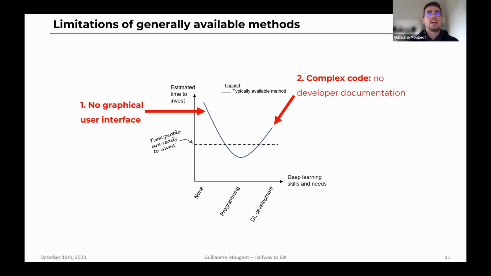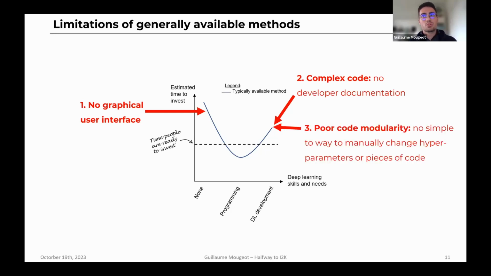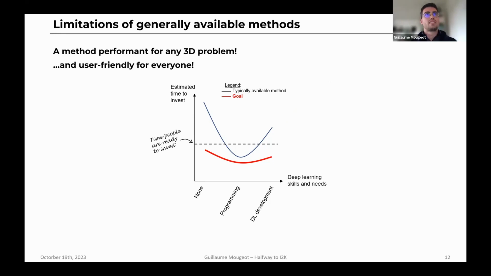And on the other end, you have developers that are facing complex code, no documentation, and poor code modularity. Code modularity is of key importance in this world, because you want to plug in or out new pieces of code. In deep learning, it's moving very, very fast, so you constantly want to change the model. If it's not easy to do, it will be very difficult to maintain for the developers, and they would give up and have to rebuild everything. So the goal is that, and this is what a universal method is.